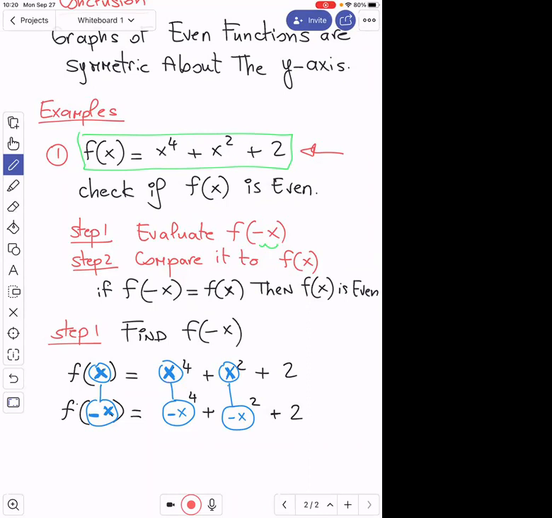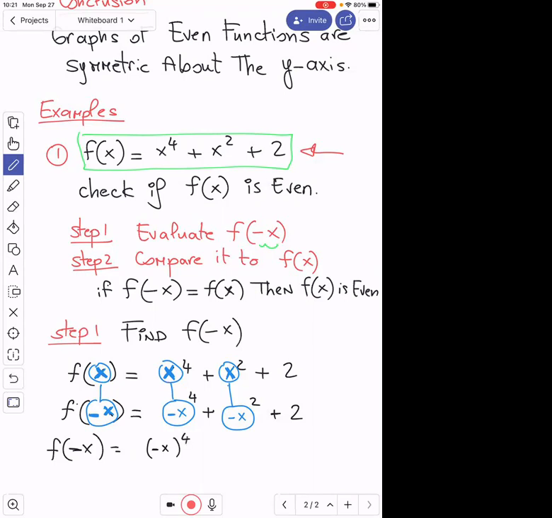Now let's compute this thing. This is f of minus x again. You see the circle is just like parentheses. You think of the circle like parentheses. So inside my parentheses I have minus x, and then this power 4 is outside the parentheses.